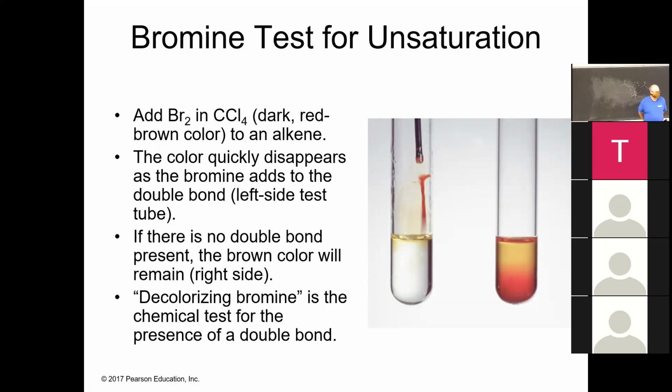Okay, bromine has a dark red-brown color, and this is a quick test for the presence of an alkene. When bromine adds to a double bond, it does so quickly, and usually the alkene is colorless, and the dibromoalkane is also colorless. And so what you'll see is a disappearance of the red-brown color, which is shown on the left. If there's no double bonds present, then of course the color won't disappear, which is shown on the right.